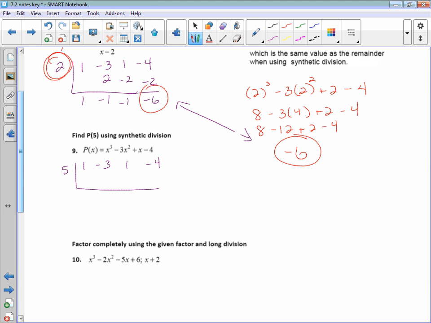Okay. So I'm going to go through. I have 1, 5, 2, 10, 11, 55, 51. So when I ask you just for P of 5, I don't want the whole synthetic division. What's the only number I care about? The remainder. So I would say P of 5 equals 51. That's the only thing I want.